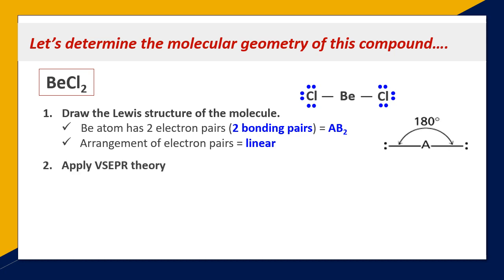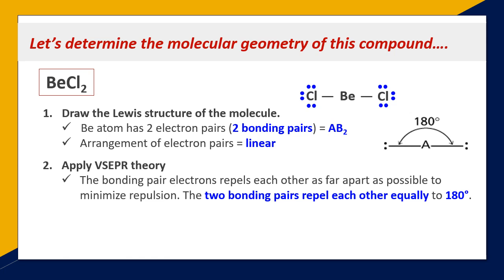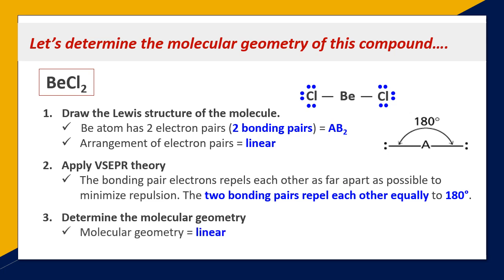The second step is to apply the VSEPR theory. Since in the molecule we have only bonding pairs, each of the bonding pairs repels the others equally. Finally, we can determine the molecular geometry of the molecule. The molecular geometry will be a linear shape with a bond angle of 180 degrees.